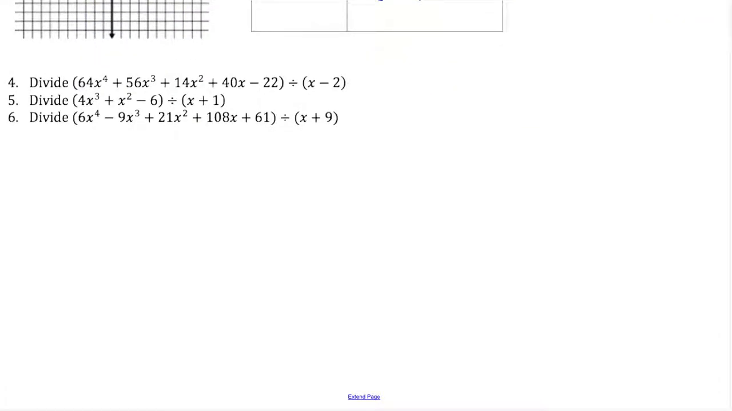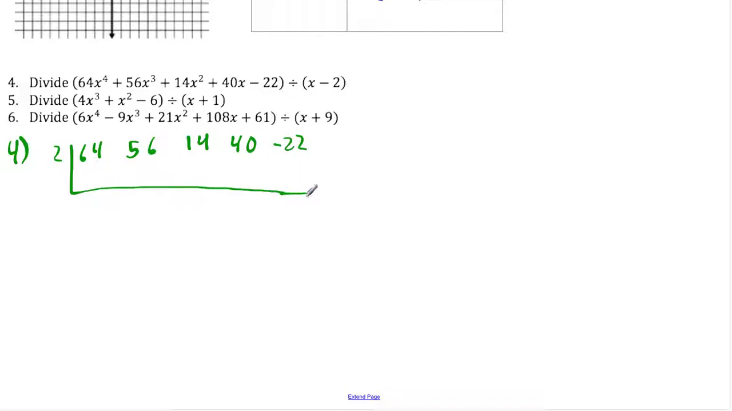Then we also want to look at synthetic division. So here for these 3 problems, we're just synthetically dividing. So for number 4, if this is an x minus 2, I'm going to put positive 2 on the outside. So I'm going to have a 64, a 56, a 14, a 40, a negative 22. Well, these are going to be some large numbers, but that's okay.